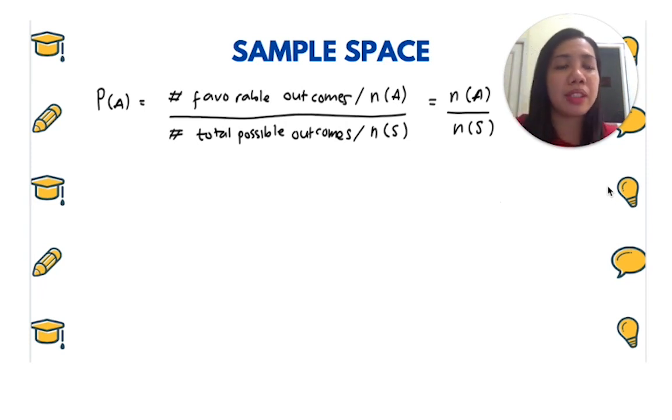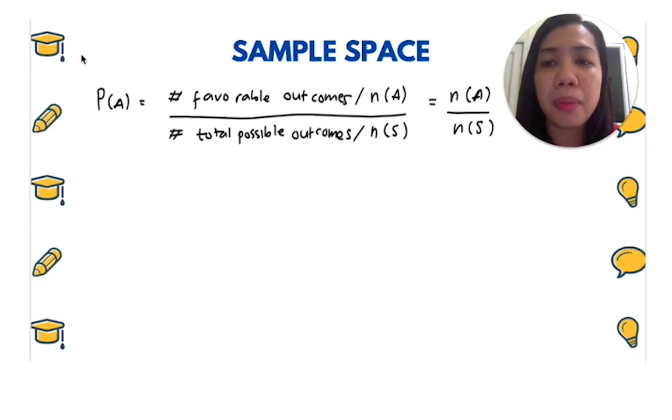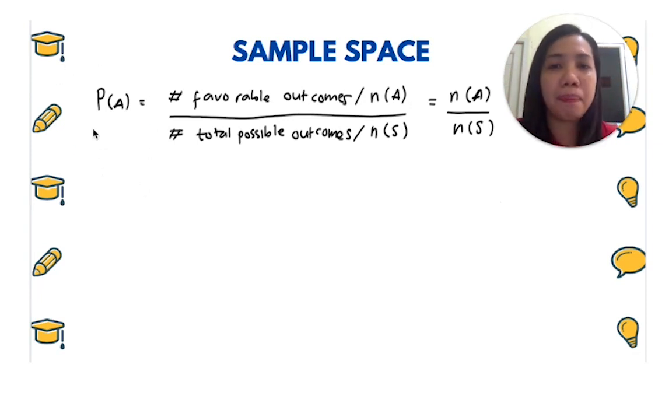Actually, this sample space is the prerequisite subtopic before we get into probability. Why? Because it will be used in calculating the probability of the event. Maybe you are familiar with this symbol P of A. What is P of A? It is the symbol of probability of event A.